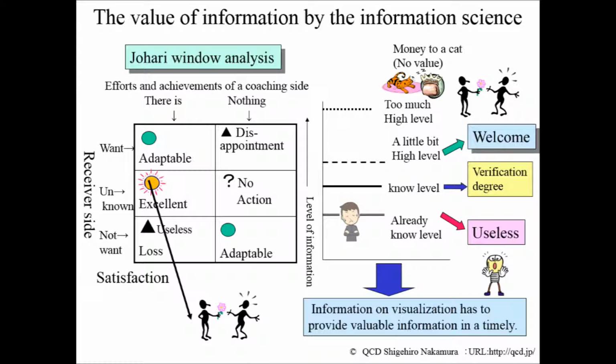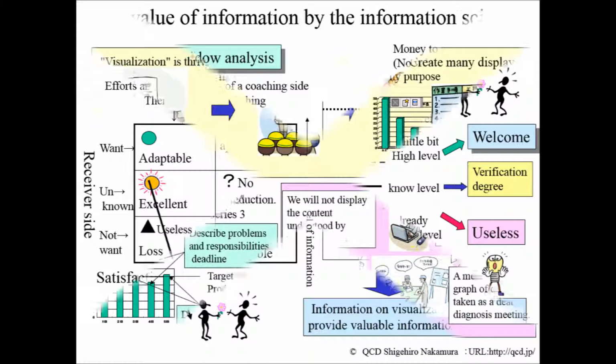However, if the other person already knows the information which you want to give, its value will decrease. This notion is called value analysis in information science. So, measures to provide only high-value information are necessary for visualization measures.